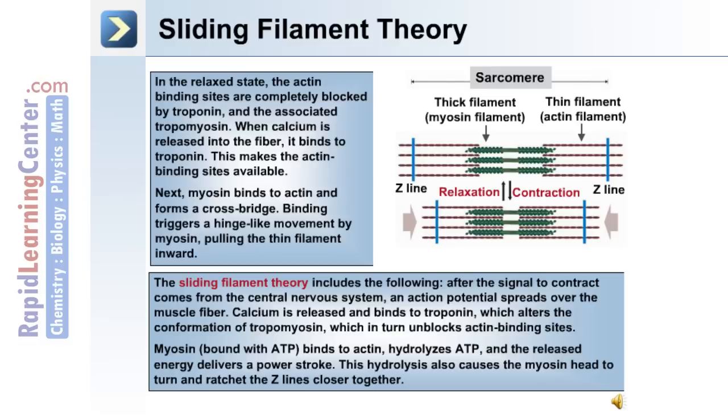In the relaxed state, the actin binding sites are completely blocked by tropomyosin. Troponin keeps tropomyosin in place. When calcium is released into the fiber, it binds to troponin, and eventually this makes the actin binding sites available. Next, myosin binds to actin and forms the crossbridge. Binding triggers a hinge-like movement by myosin, pulling the thin filament inward.